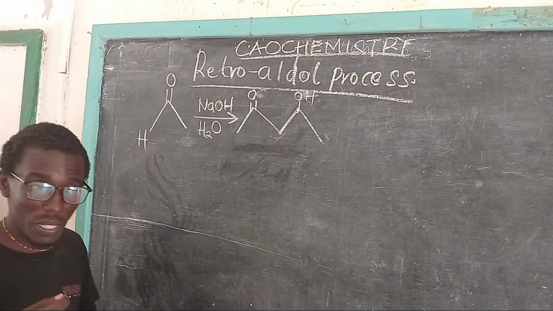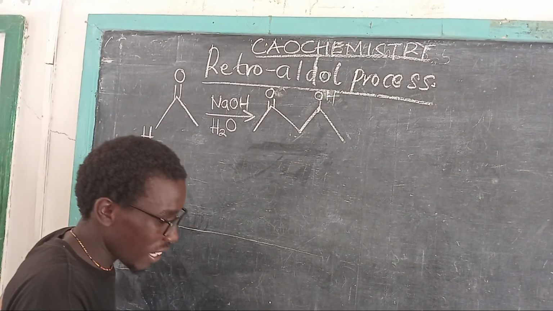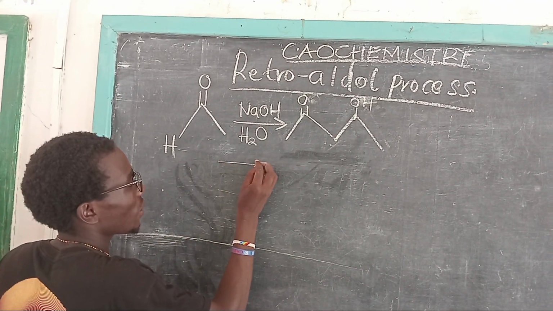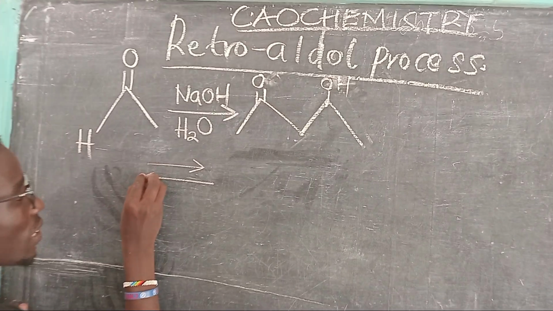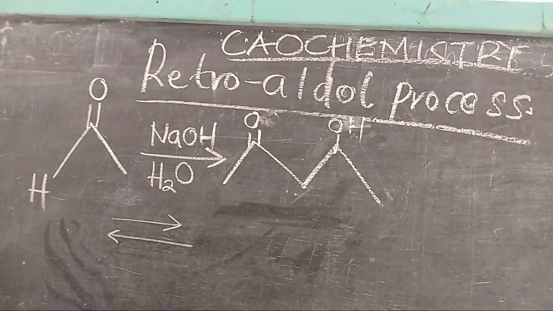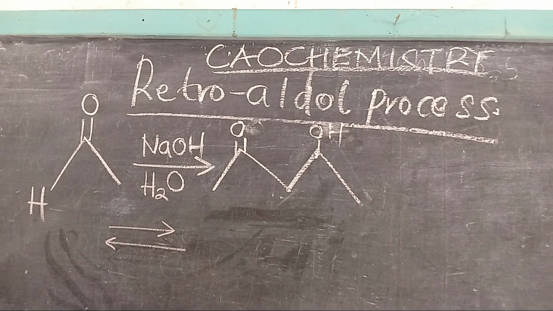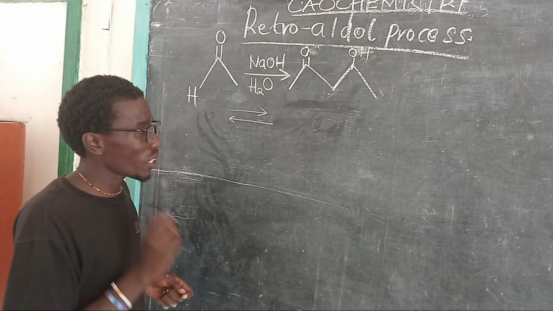A reversible process is that process, of course, which can go forward and which can go backward, and we normally denote that with these particular arrows. Any reaction that has this particular arrow, we call that reaction a reversible reaction. And so, before we start, there are two fundamental points you're supposed to take note of.